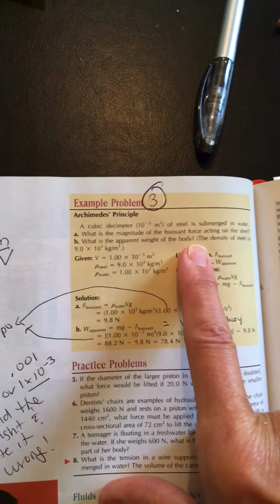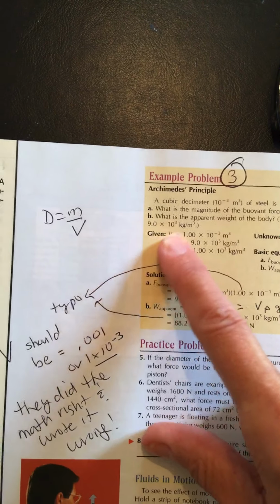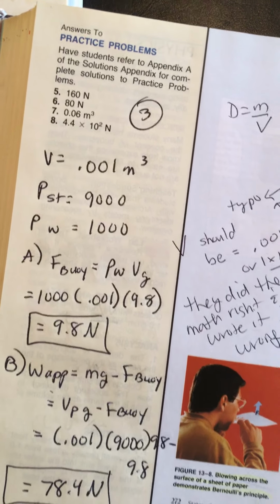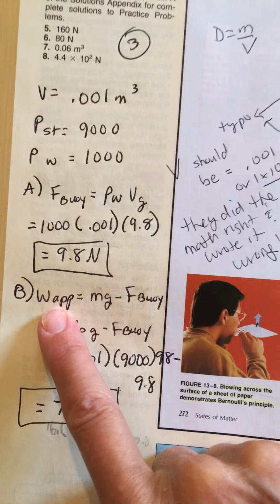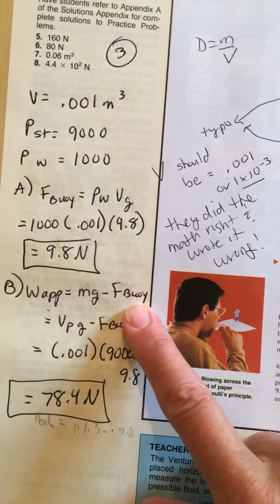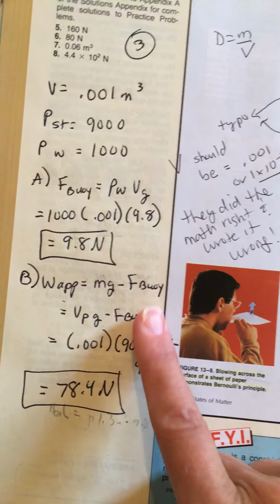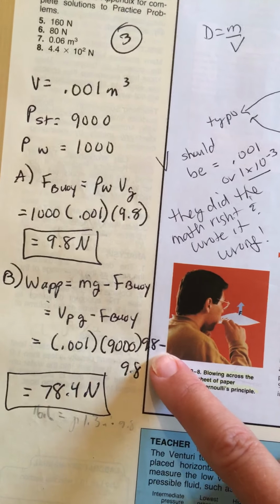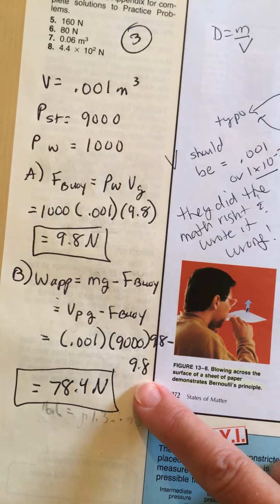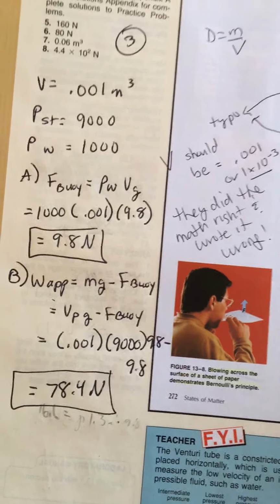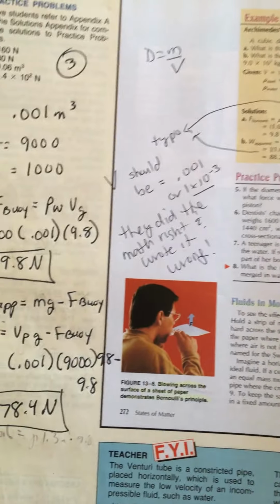All right. B says, what is the apparent weight of the body? The density of steel is 9 times 10 to the third kilograms per meter cubed. So to get the apparent weight, it's the mass times gravity minus the buoyant force. So this is 0.001 times 9,000 times 9.8 minus 9.8. And it's 78.4 newtons. Okay, that was pretty easy too.